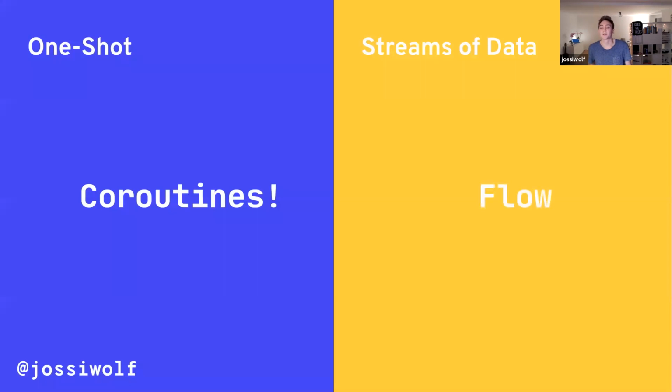For streams of data, since we already went with coroutines, we decided to go with Flow. Flow is the coroutine library's solution for reactive streams. And we figured that it would give us similar benefits to everything that coroutines had to offer out of the box. So let's talk about converting to coroutines and how we actually migrated our things.